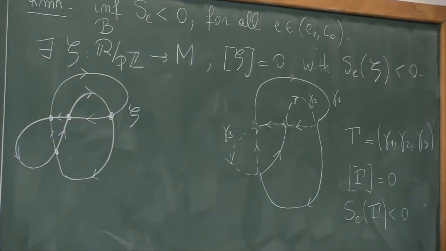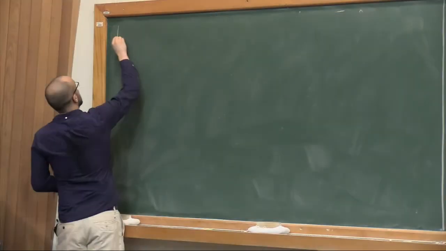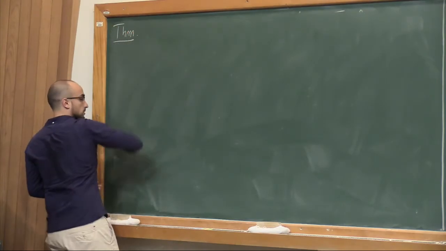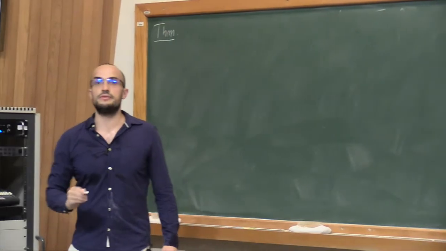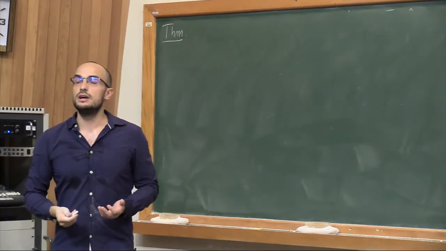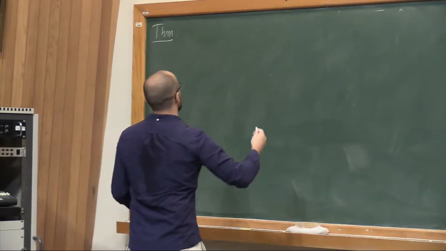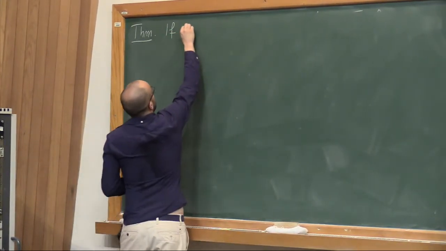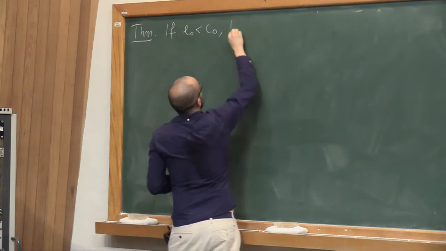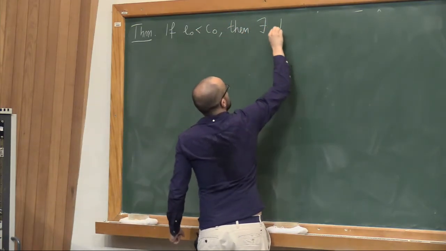Now, let me tell you something about the second result. So the second result is about the existence of minimal boundaries at the Mañé critical value C0. So for that, we need to assume that E0 is different from C0. But as we see, this is true in most of the cases, generically. So if E0 is less than C0, then there exists a minimal boundary with energy C0.